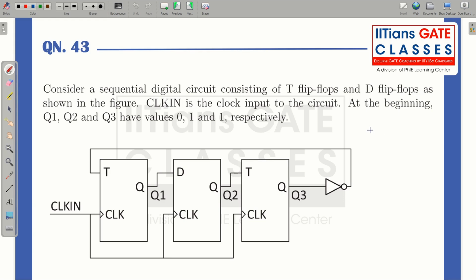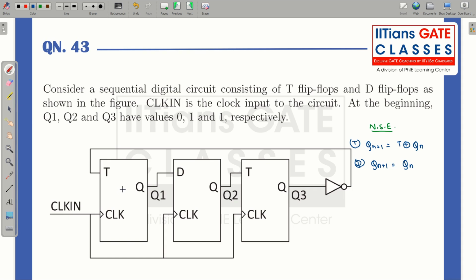So we know the next state equation of your T flip-flop is Q plus, or you can even write it as Qn plus 1, is equal to T XOR Qn. This is for T flip-flop. And for delay flip-flop, we know that Qn plus 1 is actually equal to D.